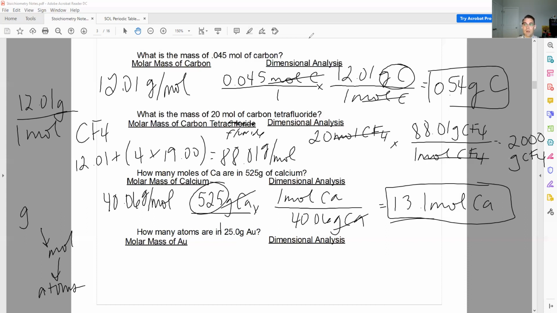It's important to note, you can think of the mole as your base unit. From the mole, you can go to anything. So you always want to get into the mole first, and then from the mole, you can go to any of the other ones that you'd like.